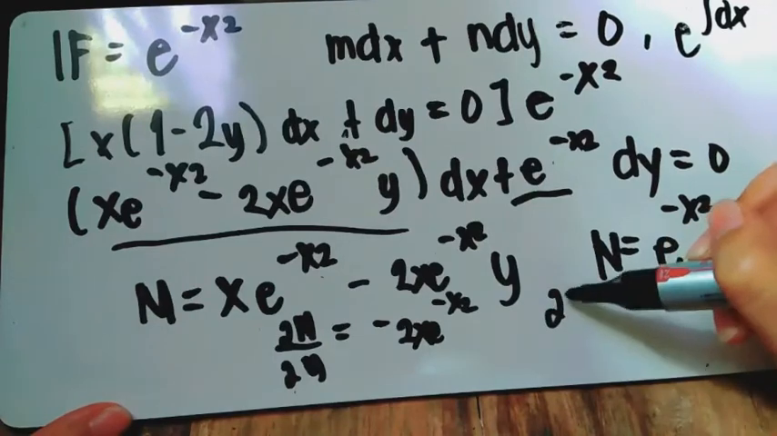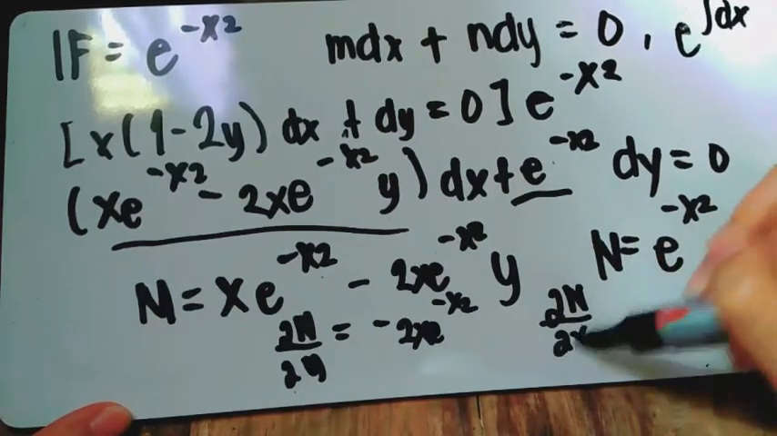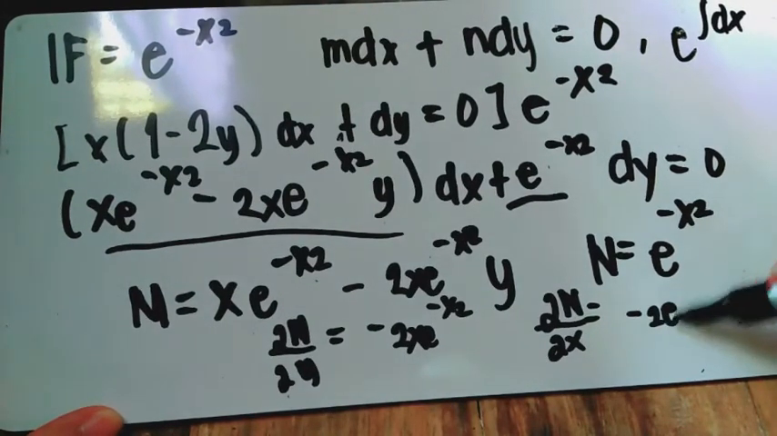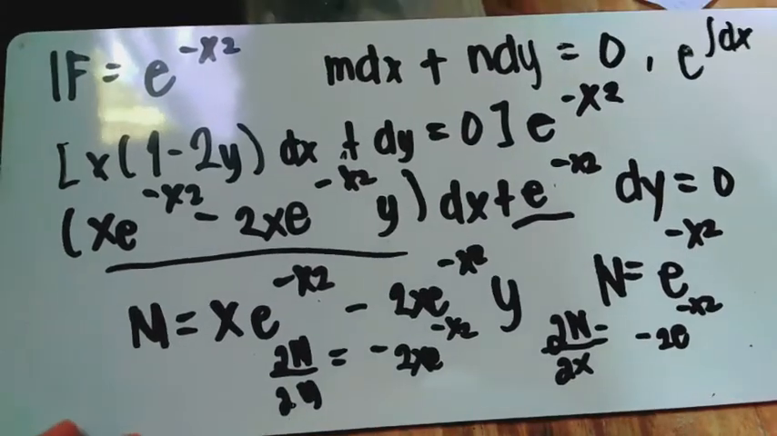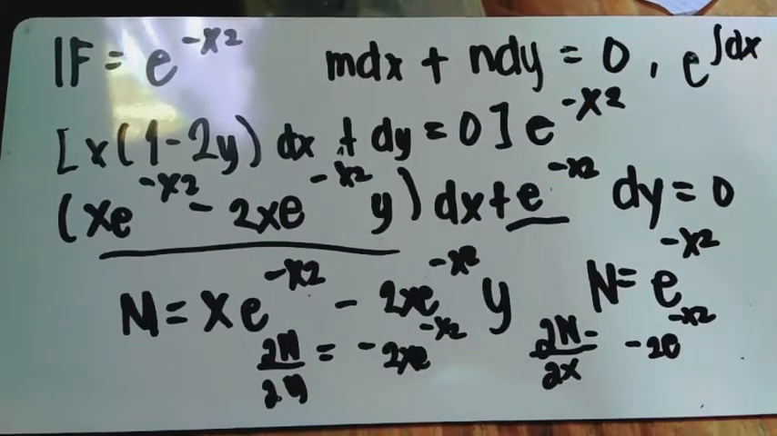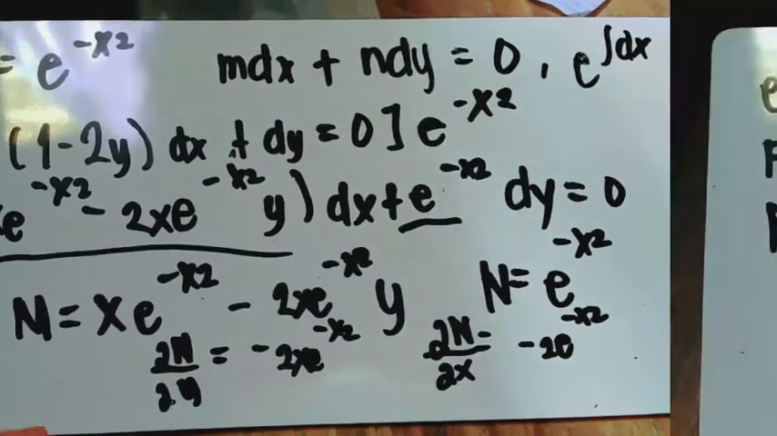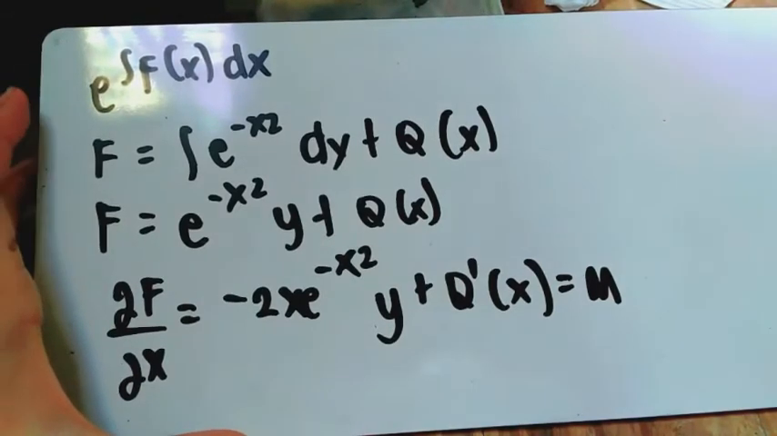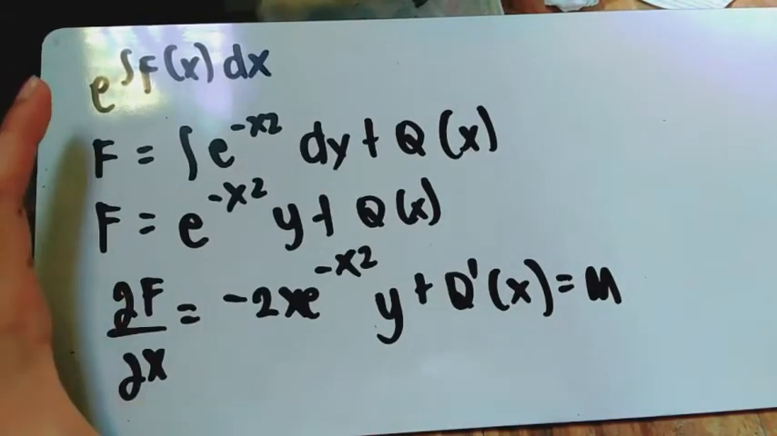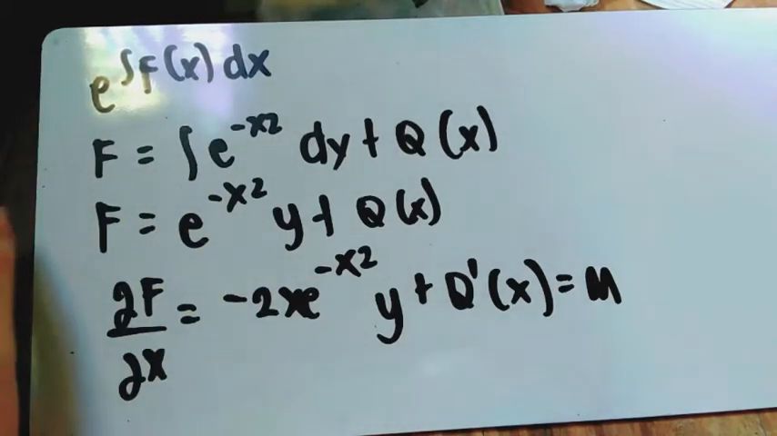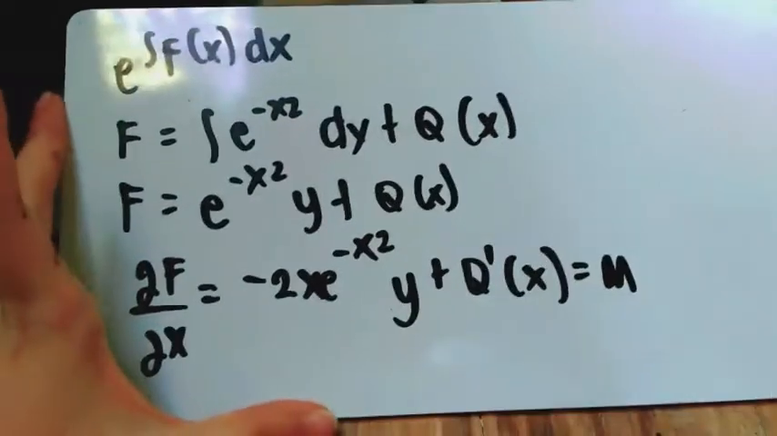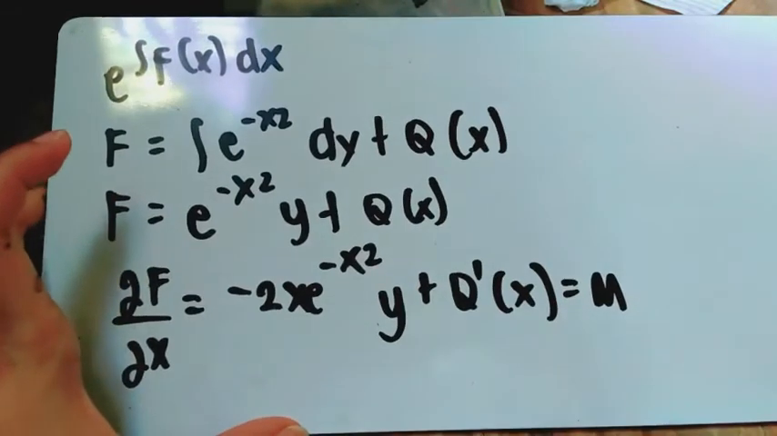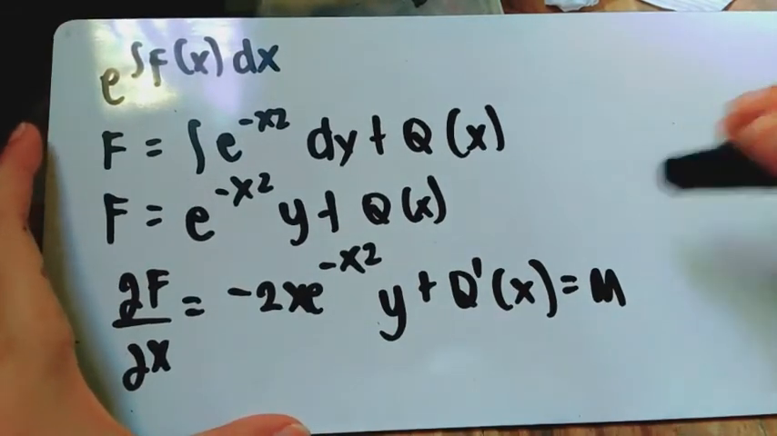And our partial of n with respect to x is equal to negative 2x e raised to negative x squared. Therefore, it is exact. We can proceed now to the next step. So, nakuha na natin yung exactness. Gagamitin na natin yung next, which is the e raised to integral of f of x dx, wherein in-apply na natin dito yung nakuha natin kanina. So, ito yung integral of e raised to negative x squared dy plus g of x.